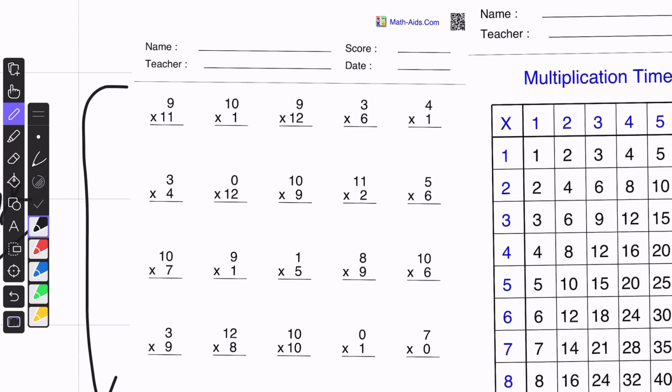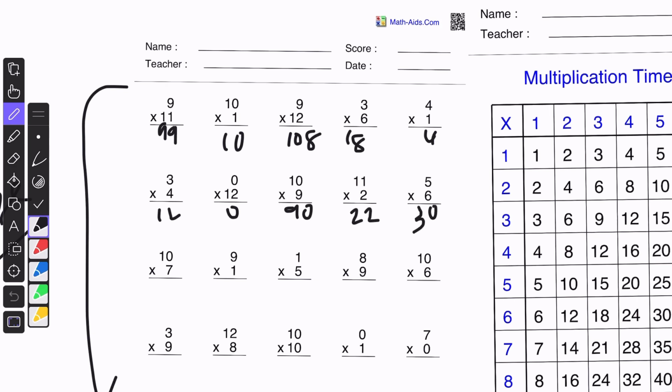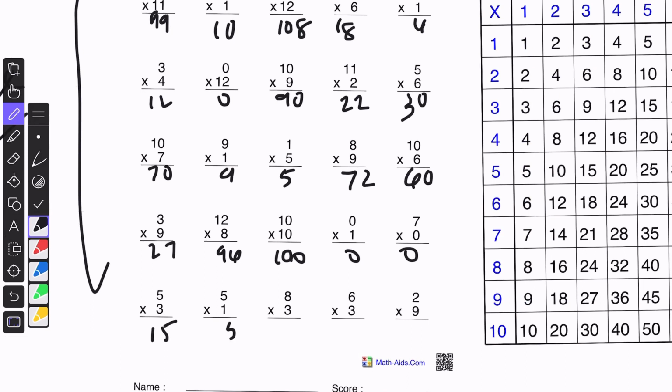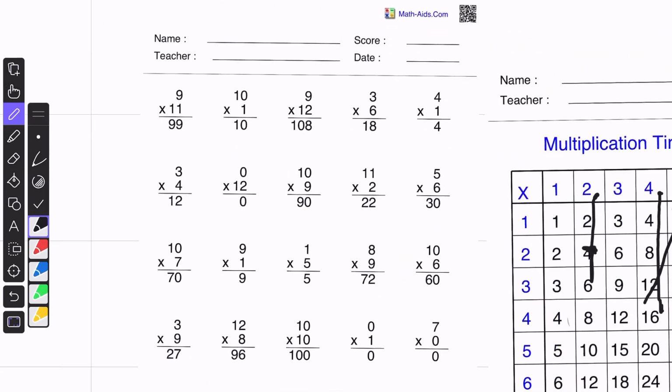Okay, so you guys should be done. It's going to be 99, 10, 108, 18, 4, 12, 0, 90, 22, 30, 79, 5, 72, 60, 27, 96, 100, 0, 0, 15, 5, 24, 18, and 18. That's what we got.